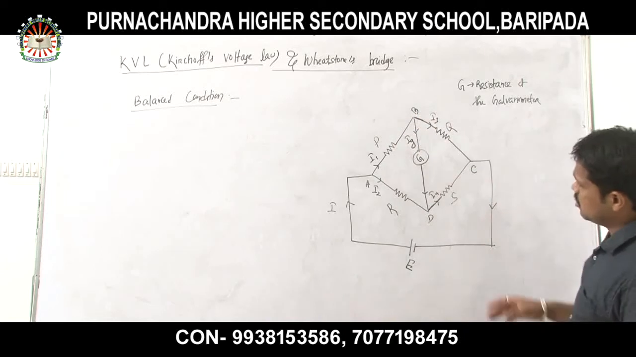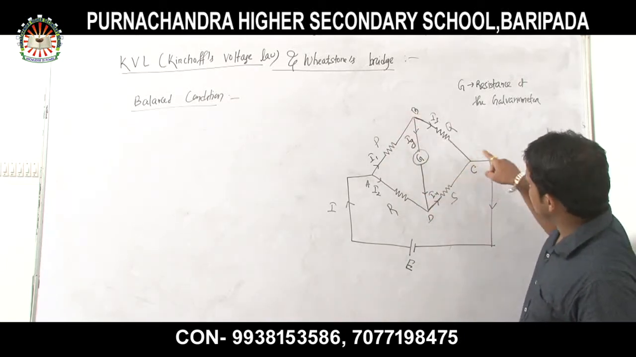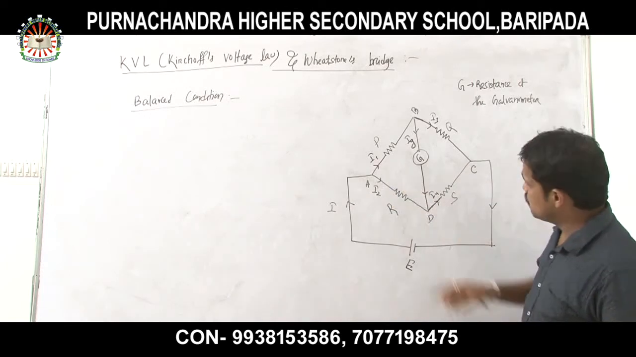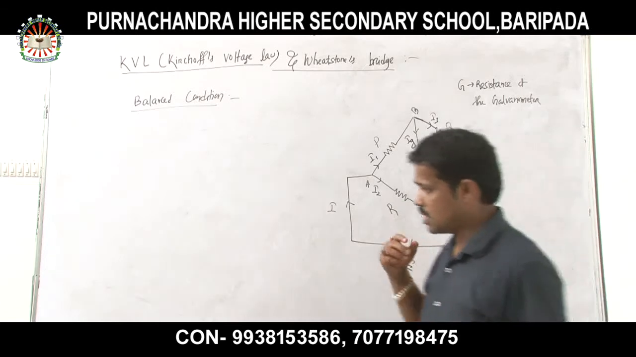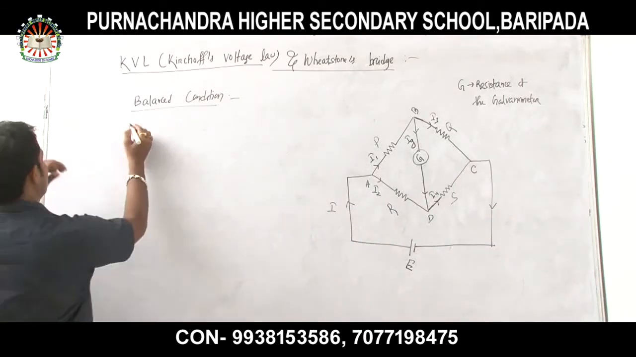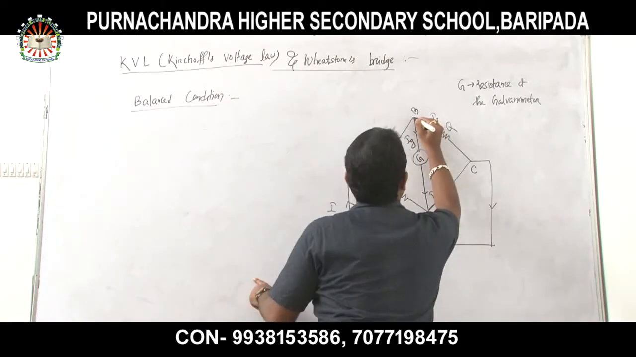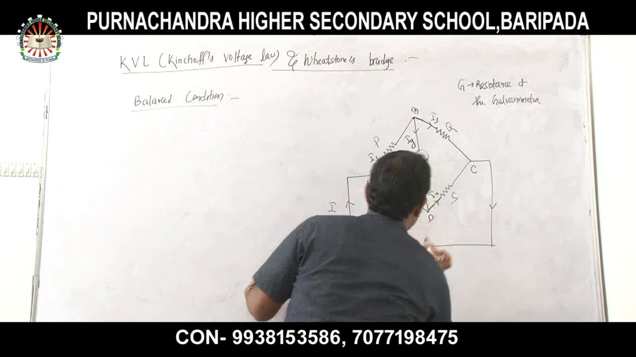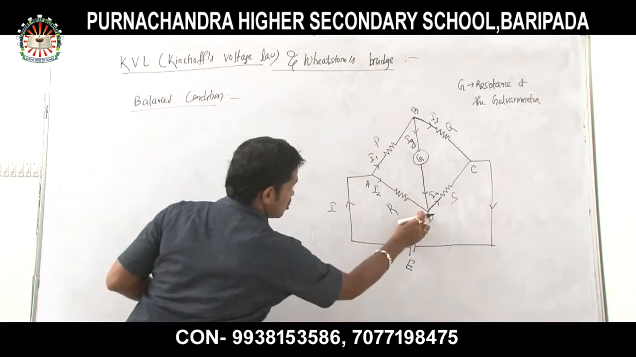So to find out the balanced condition, similarly, how many loops are there? A, B, C, D, A is a loop, and A, B, D, A is a loop. Clear? Okay. So let us take the 2 loops. First of all, let us take the 2 junctions, junction number B and junction number D.